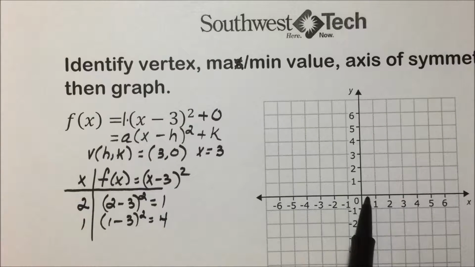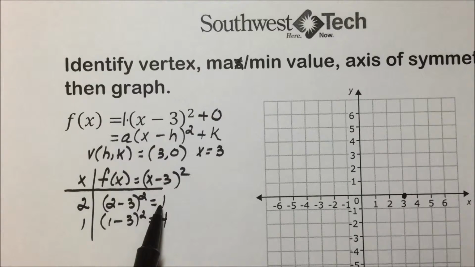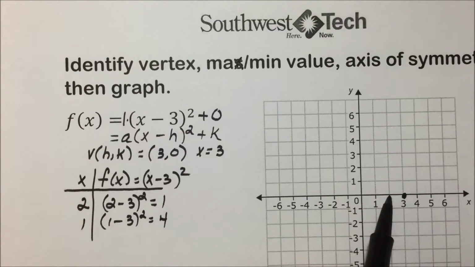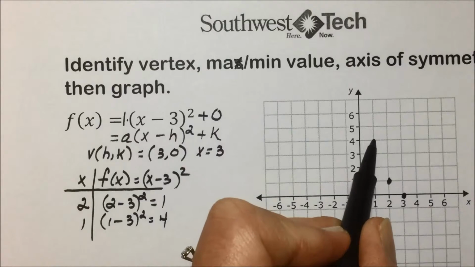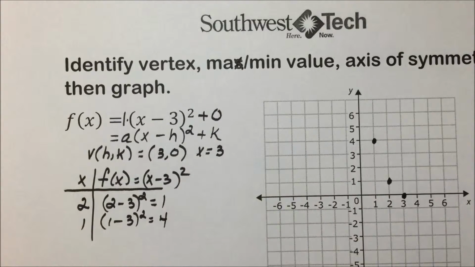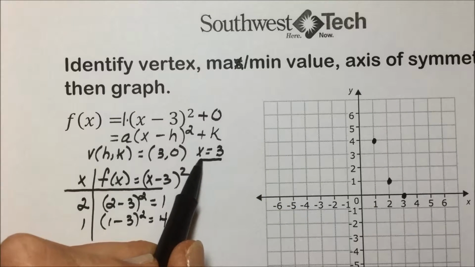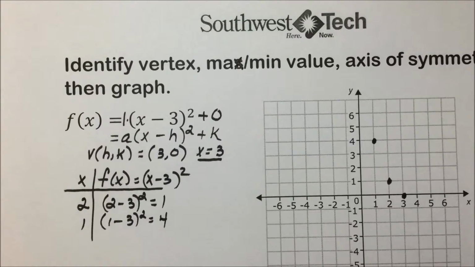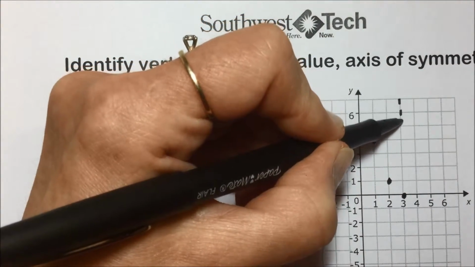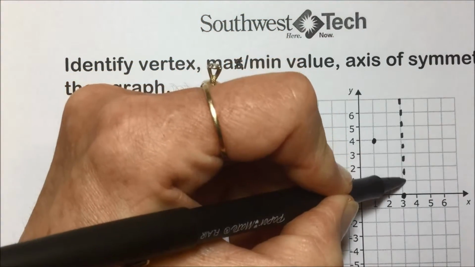Our vertex is at 3, 0. We have the point 2, 1, so 2, 1. We have the point 1, 4, so 1, 4. We don't quite have a parabola here if we connect these points, but our axis of symmetry is at x equals 3. Think of this as our mirror line.